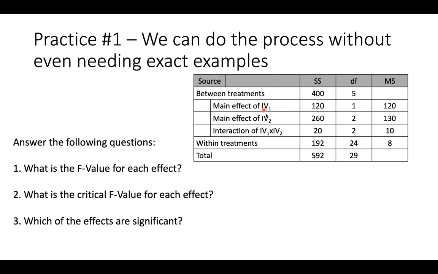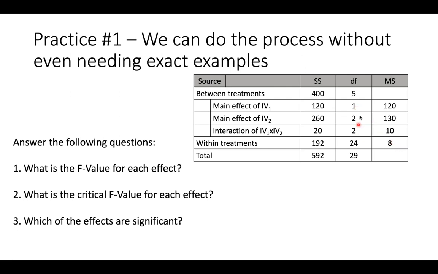So here we have some made up data. We don't even really have defined variables. We just have the effect of variable 1, the effect of variable 2, and the interaction of variables 1 and 2. Just like in the computer output, we have our sum of squares for each of those effects, our degrees of freedom for each of those effects, and a mean squared for each of those effects, along with our error, which here can also be called within treatments mean squared.